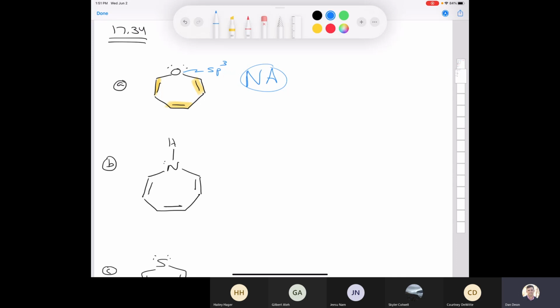Does anybody have any thoughts about B? I see somebody says it's non-aromatic. Does anybody else have an idea about B? Would this be an aromatic compound, anti-aromatic, non-aromatic?